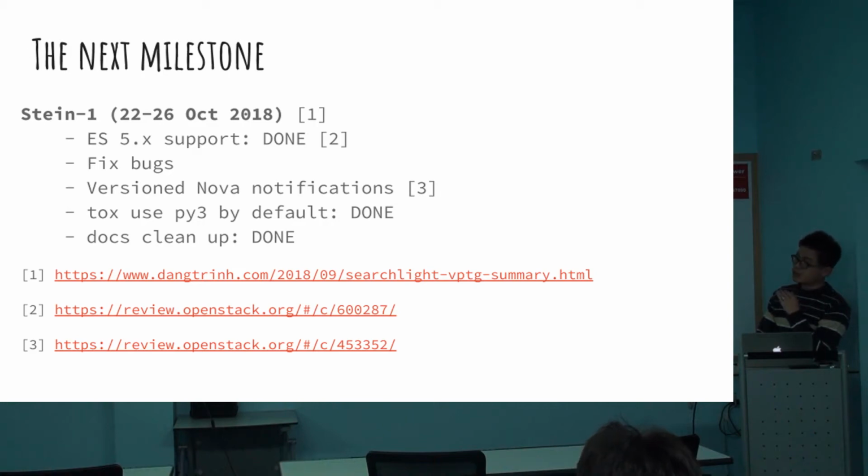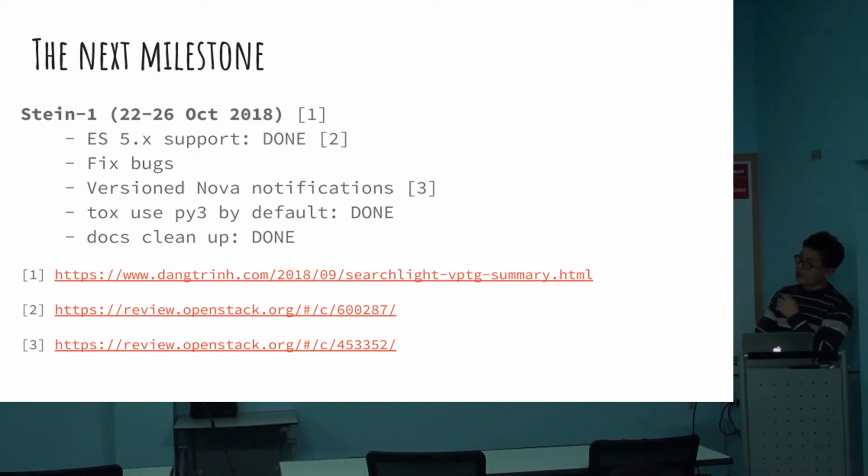Searchlight now supports Elasticsearch 5.x. The latest version of Elasticsearch is 6.x, but after we upgraded to 5.x, it's very easy to work with 6.x. I fixed most of the bugs, and I fixed the tox test framework. If you are familiar with OpenStack, all of the projects work with tox for testing. Tox now uses Python 3 by default. It's finished, and it's also one of the community goals for Stein. And the documentation is also cleaned up.